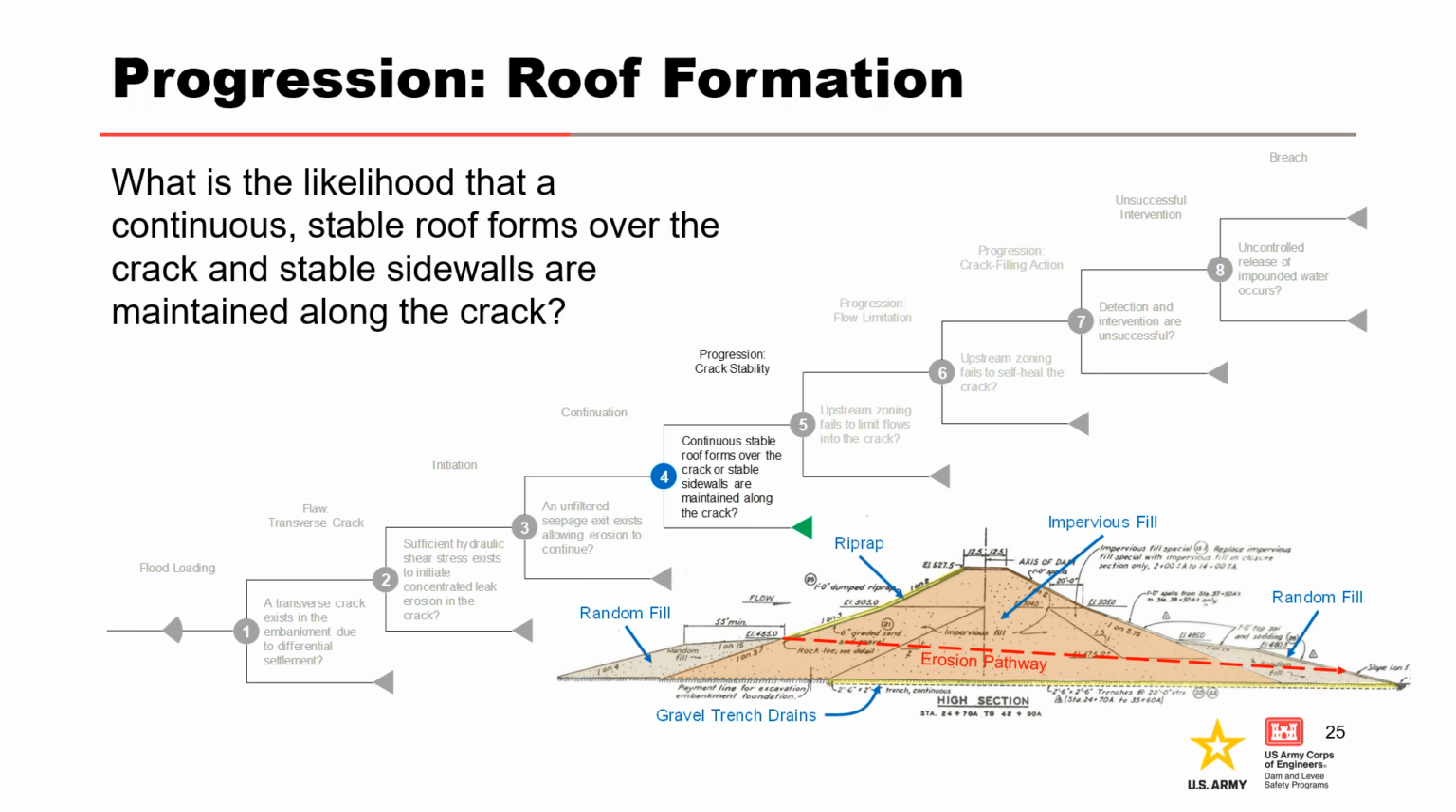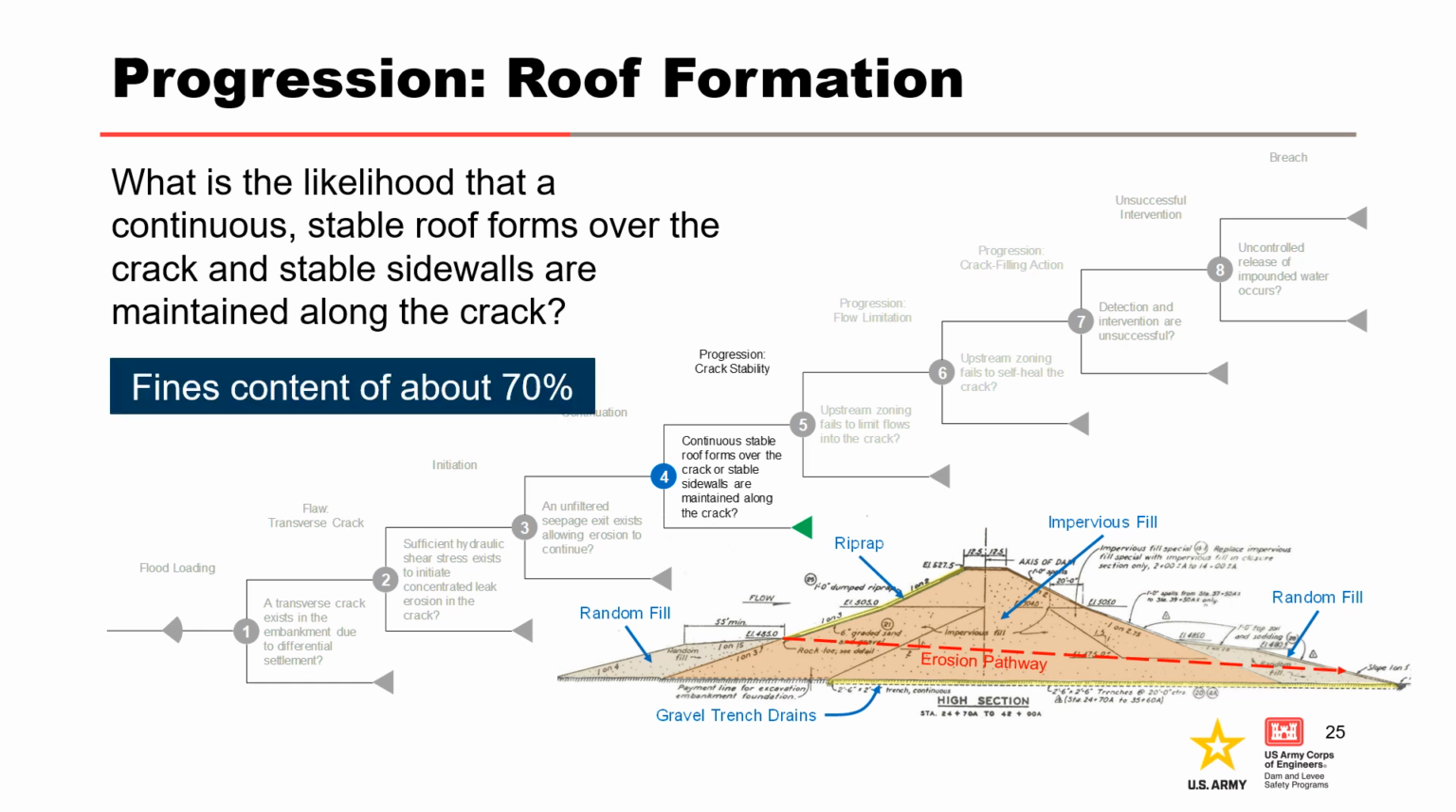Node 4. What is the likelihood that a continuous stable roof forms over the crack and stable sidewalls are maintained along the crack? The impervious fill used to construct the homogeneous embankment material has an average fines content of about 70%, and the fines have some plasticity, making it virtually certain for the crack to hold a roof and stable sidewalls continuously from upstream to downstream. This is consistent with what was observed in 1949, where leakage and erosion continued until the reservoir elevation was lowered below the erosion tunnels.